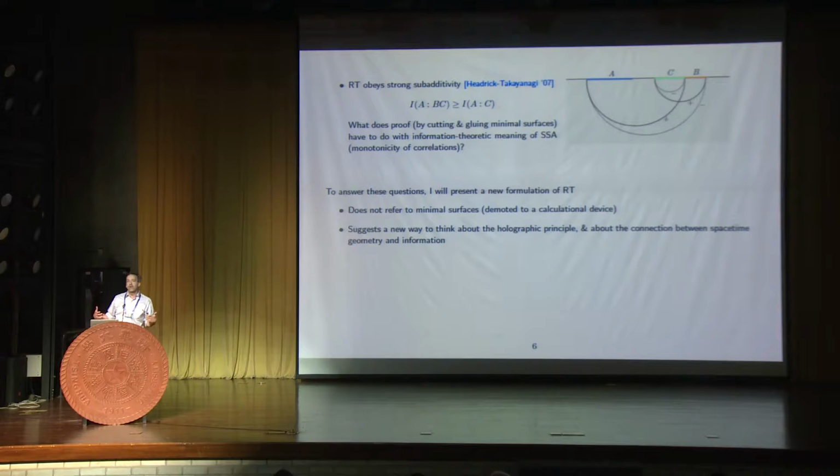So that's nice, but the thing that I've never understood, or that I've always found kind of unsatisfactory about this proof, is that while it tells us that Ryu-Takayanagi satisfies strong subadditivity, it doesn't really tell us why. And strong subadditivity actually has an information theoretic meaning. It has many information theoretic meanings. One of the simplest is just monotonicity of correlations, that A is more correlated with BC than it is just with C alone. Okay, and yet I've never been able to see a connection between that simple meaning of strong subadditivity and the proof that Ryu-Takayanagi obeys it.